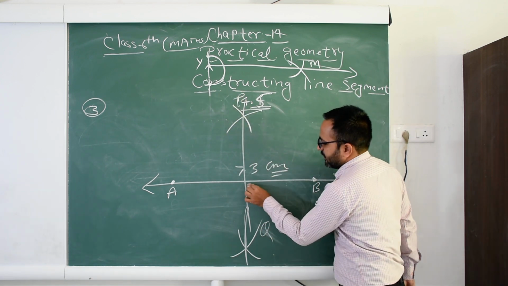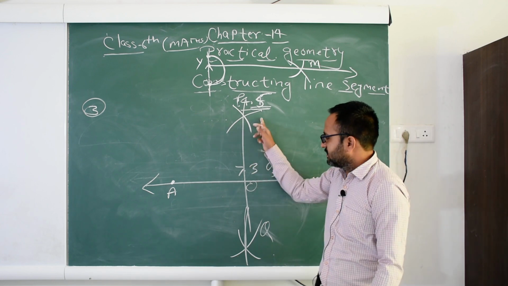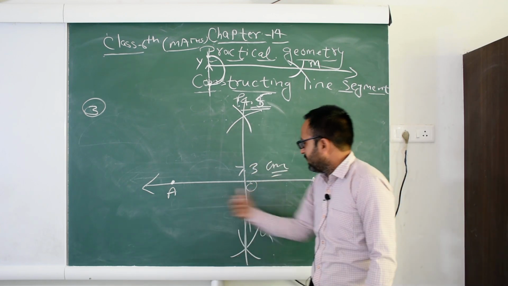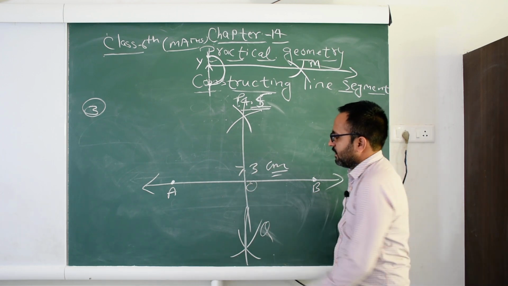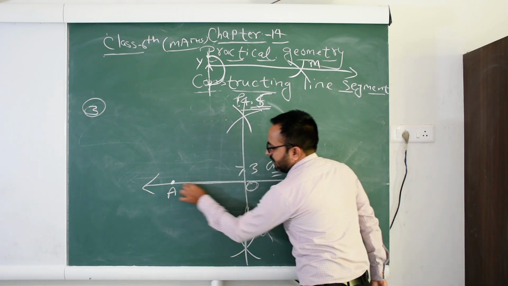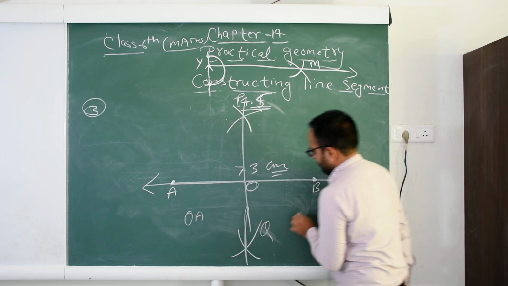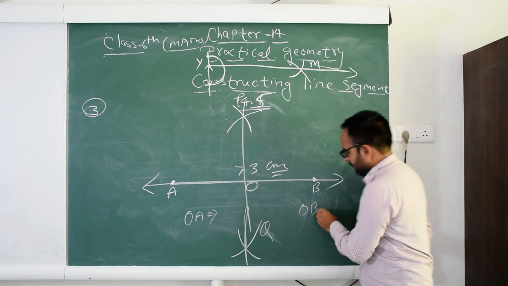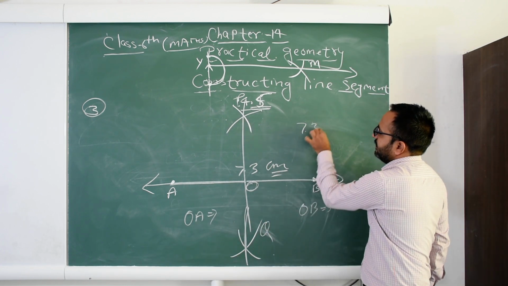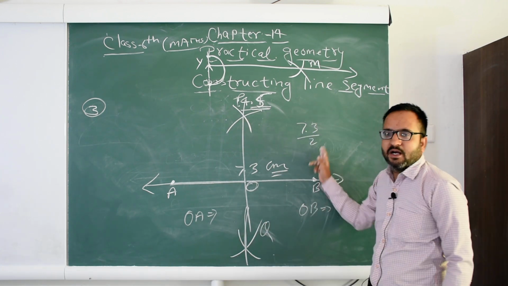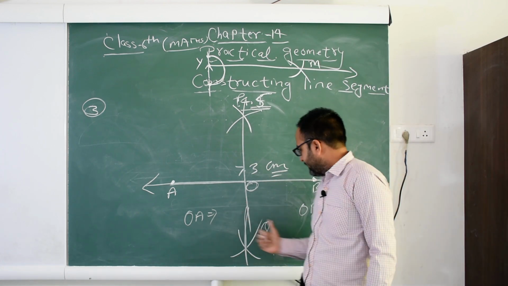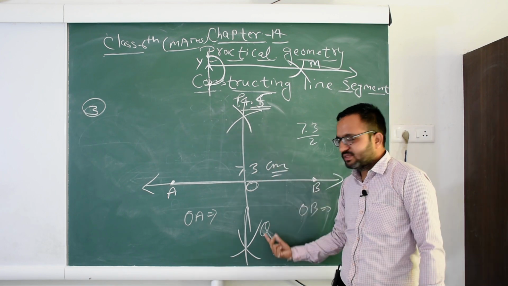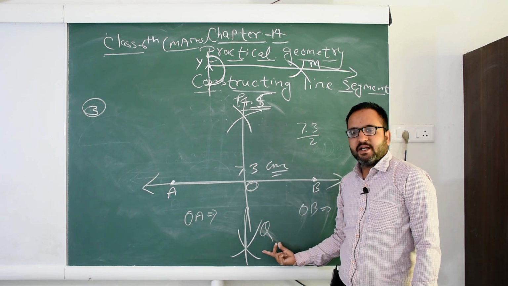Okay, and this is your point O. This is the intersection point of PQ and AB. So now if you measure OA and OB, OA is half of 7.3 and OB is also half of 7.3. So this is the procedure of constructing a bisector.